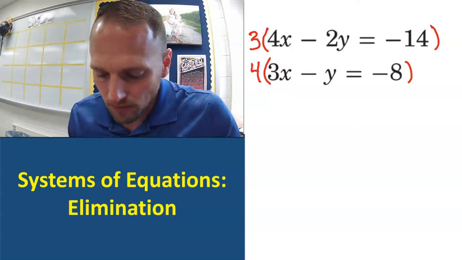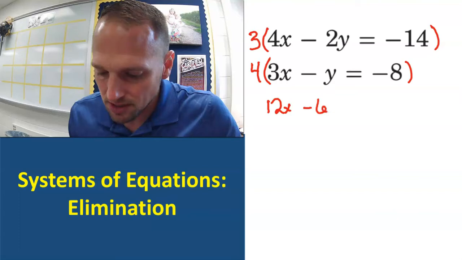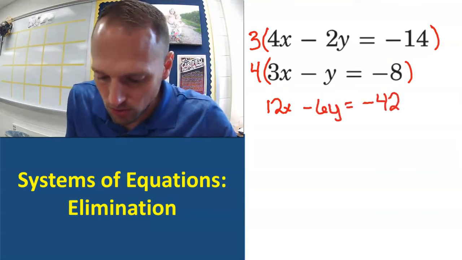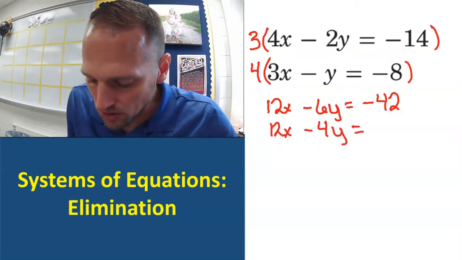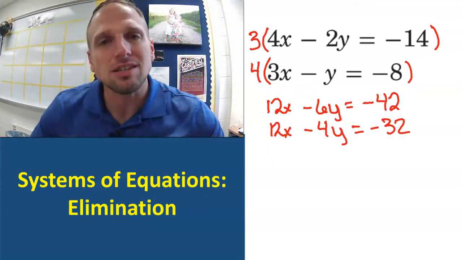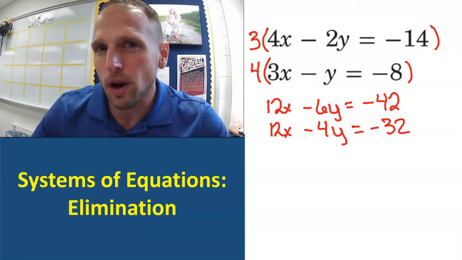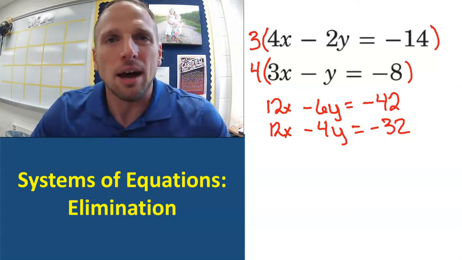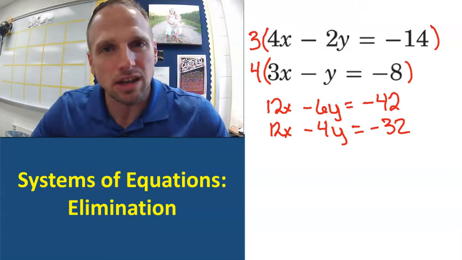Now when I do this, using just the distributive property, on the top I've got 12x minus 6y equals negative 42. And on the bottom, 4 times 3x is 12x, minus 4y equals negative 32. Okay, now what I like about this is that the x's have the same coefficient in front. They're both 12s. What I'm trying to do is add them together to get 0, because if it's 0, then that letter would eliminate. We could eliminate those x's if they were just 0.